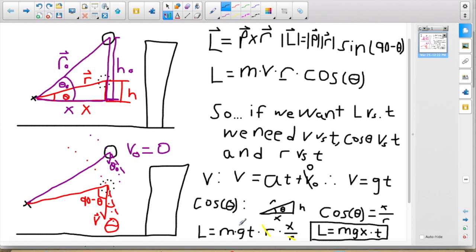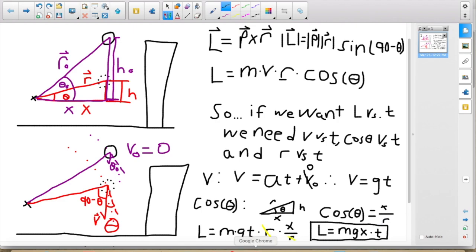So now we can start plugging stuff in. The angular momentum equals the mass of the ball times g times time. So that's just mass times our first equation for velocity, times radius r, times our equation for cosine of theta, which is x over r. So the r's cancel out. That leaves us with the angular momentum about that point P is equal to m times g times x times time. So we've got three constants multiplied together. Mass isn't changing, the acceleration of gravity isn't changing, and x isn't changing, times our variable time. So that's going to give us a straight line.